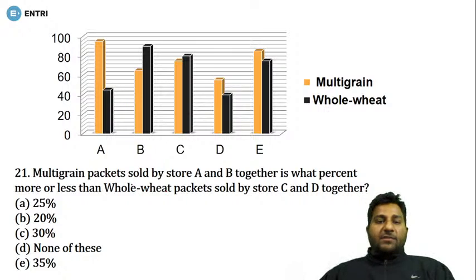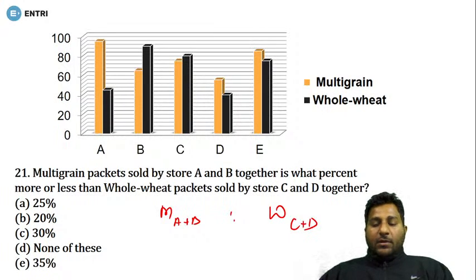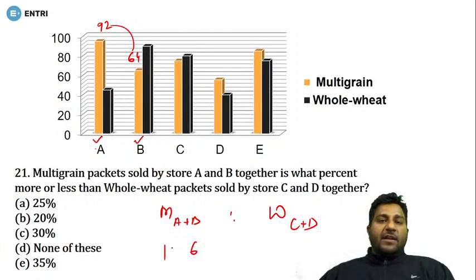Multigrain packets sold by stores A and B together is what percent more or less than whole wheat sold by C and D together? So let's find out. Look at the data. Multigrain of A is 92 and the second one is 64. So let's add 92 and 64. It will become 156.